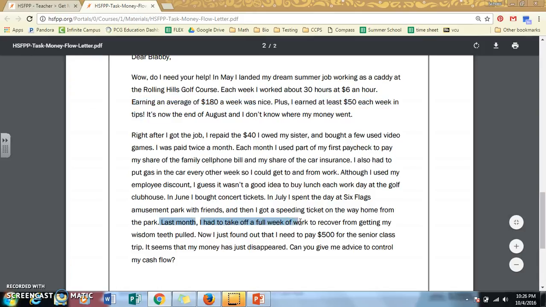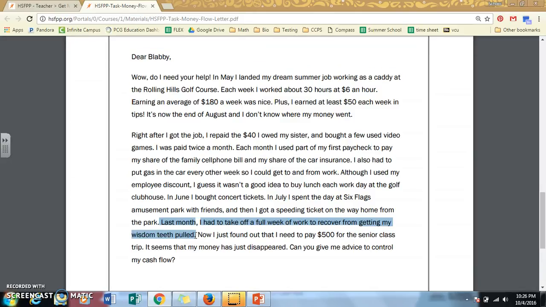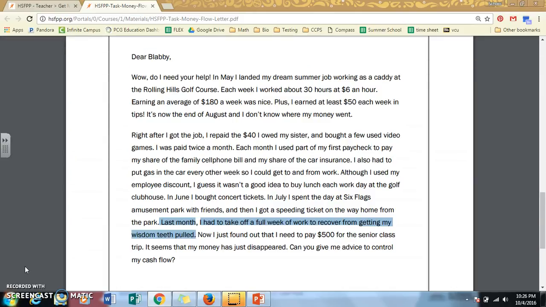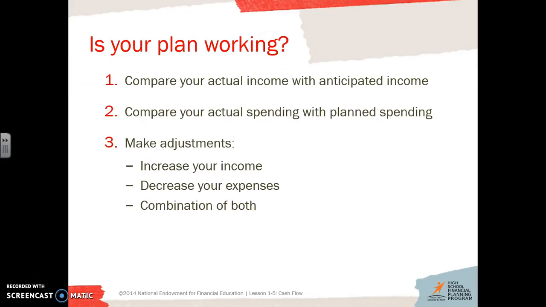Last month I had to take off a full week of work to recover from getting my wisdom teeth pulled. Well, if you're anticipating to make $230 each week, but then you take off time from work, you're not actually making that money. So anticipated is what we believe we're going to make. Actual is what is written on your paycheck each time that you get a paycheck.